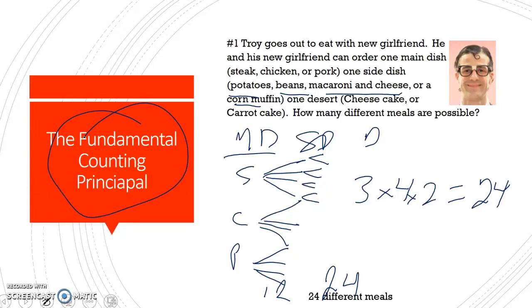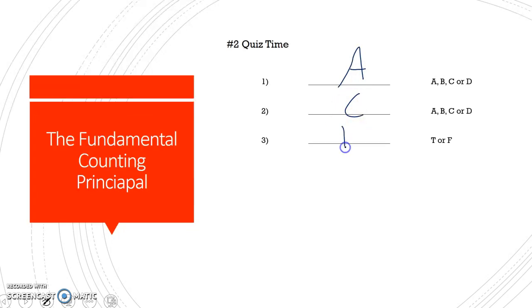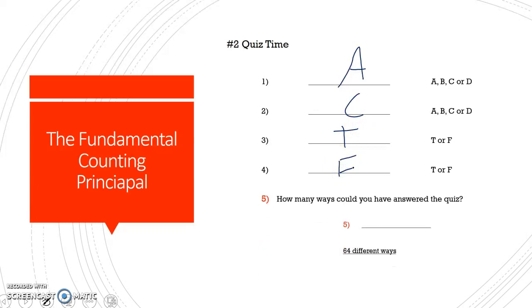Let's take a look at a different example. So suppose we were to give you a quiz, and you didn't know what the questions were. You just had to guess. Let's say you said number 1 was A, number 2 was C, number 3 was true because it's true or false, number 4 was false. Let's just say you guessed, and you wanted to figure out how many different ways you could guess the outcome of all of those things.